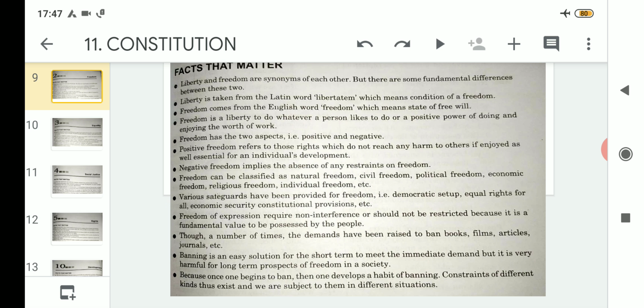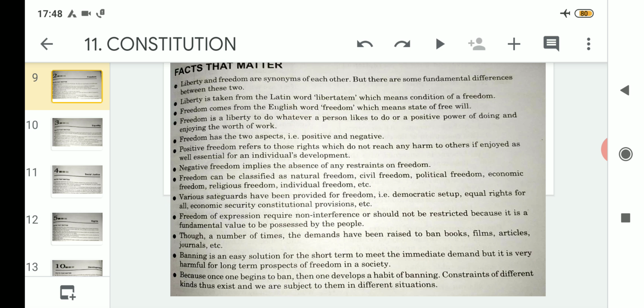So if anything is thought to be controversial, like the release of books, films, articles and journals, and it is banned immediately for a shorter period of time, you can say that it will solve that problem. But when this immediate action is taken, it can hamper the long term prospects of freedom, because banning is not a solution, but discussion is a must for all those things, and everything can be solved with discussions. Because once we begin to ban, a habit of banning develops.